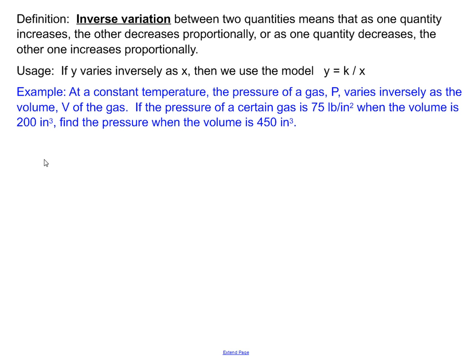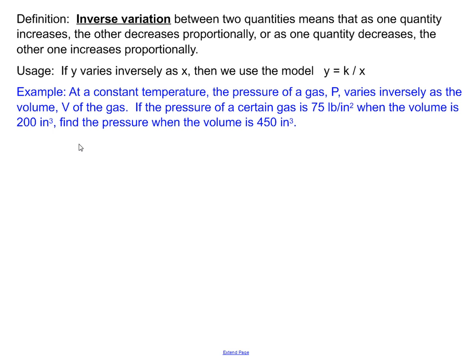Okay, so we're back, and this time we're going to talk about inverse variation. Inverse variation is different in that when we talk about inverse variation between two quantities, it means that as one quantity increases, the other one decreases proportionally, or as one quantity decreases, the other one increases proportionally.